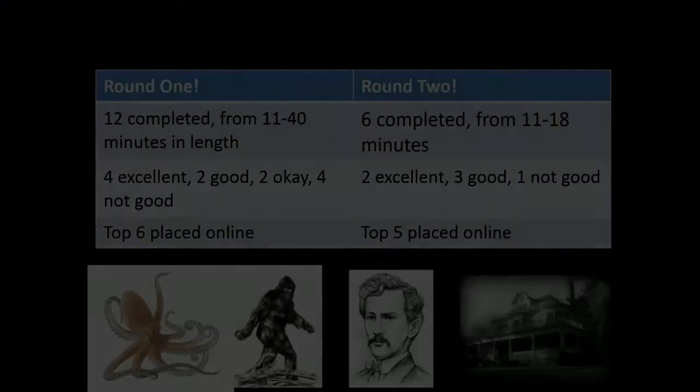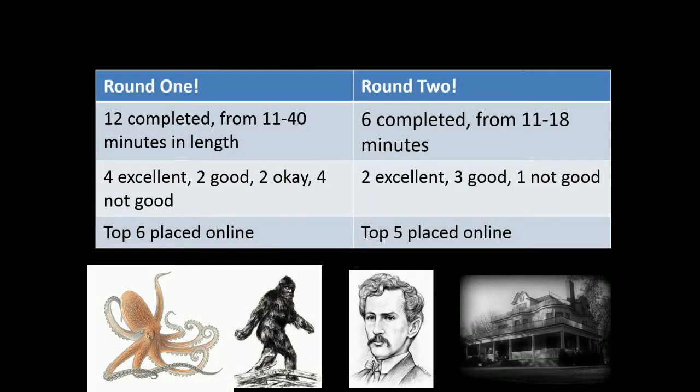And so I gave them these things. I said, here, go, here's your guidelines, here's your structure. And they did fantastically. We've done 2 rounds of these, so 2 different classes. In the first one, we had 12 completed documentaries, and they ranged anywhere from 11 to 40 minutes in length. There were 4 that were excellent, 2 that were good, 2 that were okay, and 4 that were just frankly terrible.